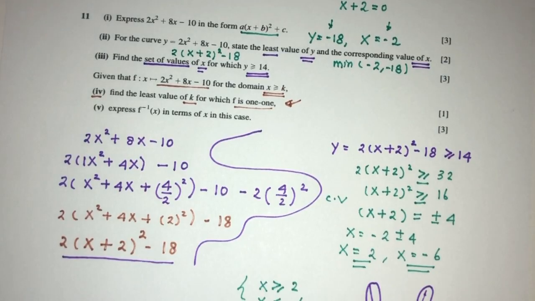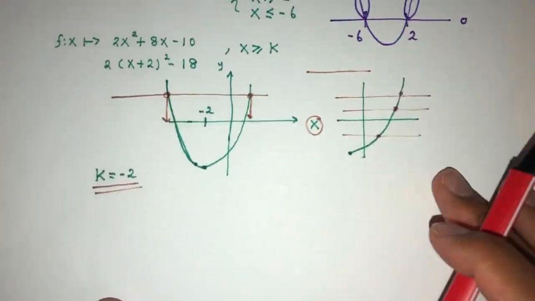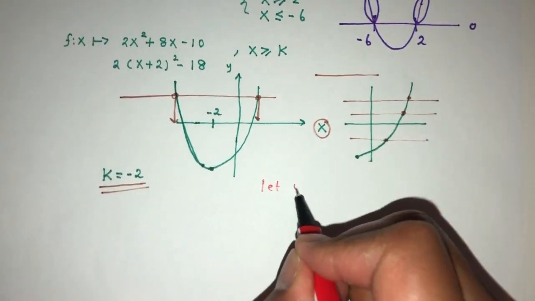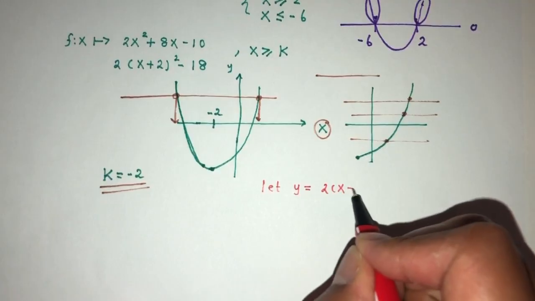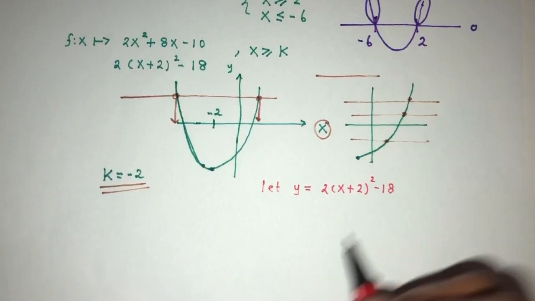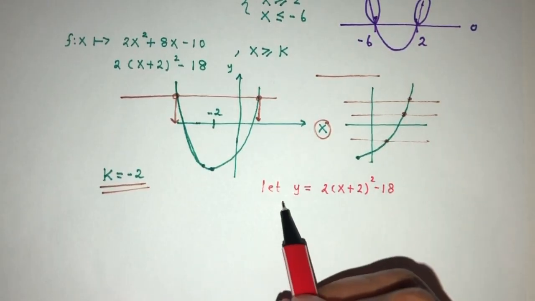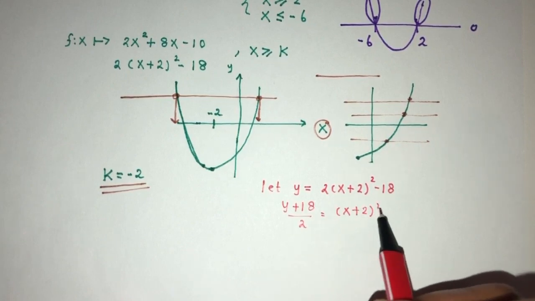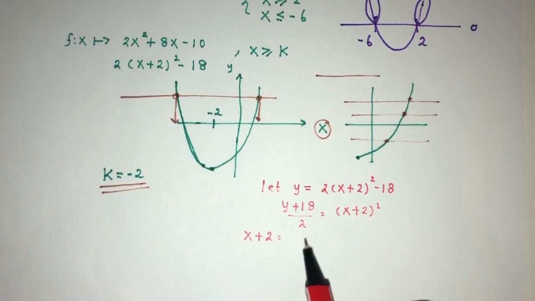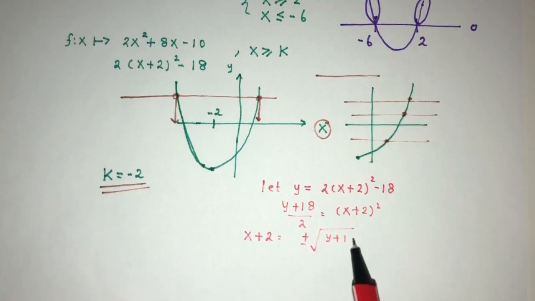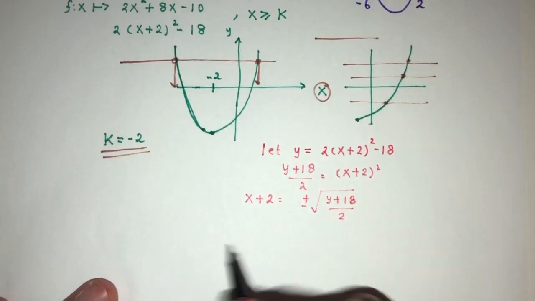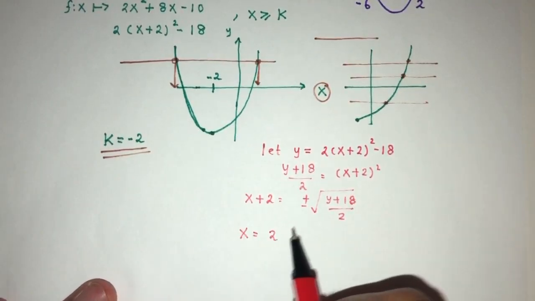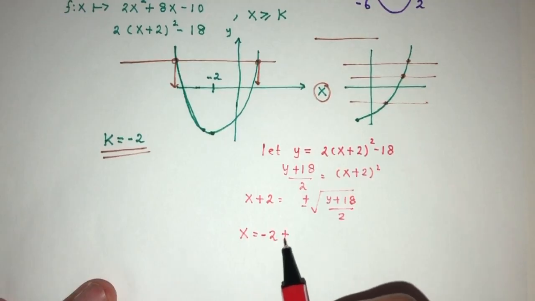Now, express f inverse of x in terms of x in this case. So let's do this. How do you find f inverse? Pretty easy. First step is to let y equal to f of x, which is 2 times (x plus 2) squared minus 18. Then we have to make x the subject, so send this over here, it becomes (y plus 18) divided by 2, that will be (x plus 2) squared. Now x plus 2 will be plus minus the square root of (y plus 18) over 2. Right, now x will be minus 2 plus minus this value.